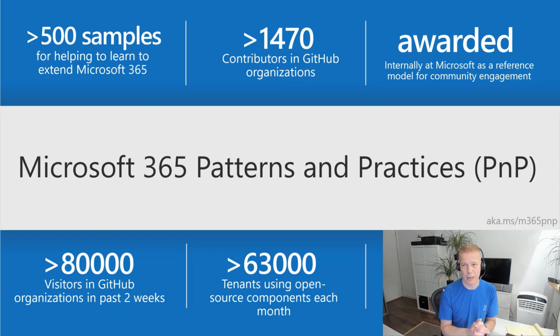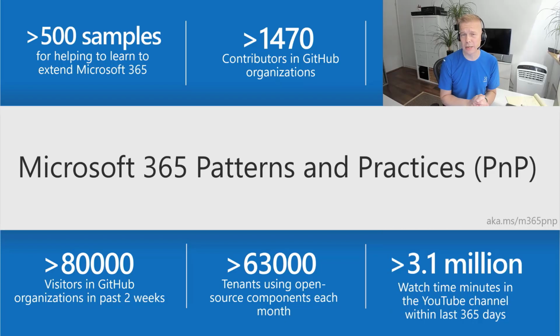So super cool getting that award. Now, for the past 2 weeks, we've been having 80,000 visitors in our GitHub organizations. That's always kind of dependent also on what time of the year it is. So right now in August, it's summertime in the Northern Hemisphere, so a lot of the Northern Hemisphere people have been having time off. So the numbers are slightly down, but they're again picking up at the end of August.